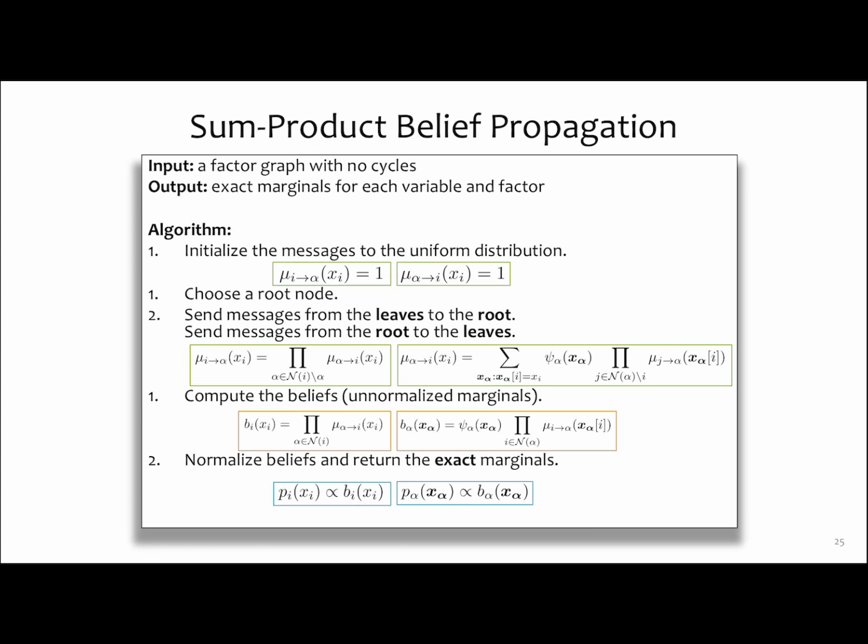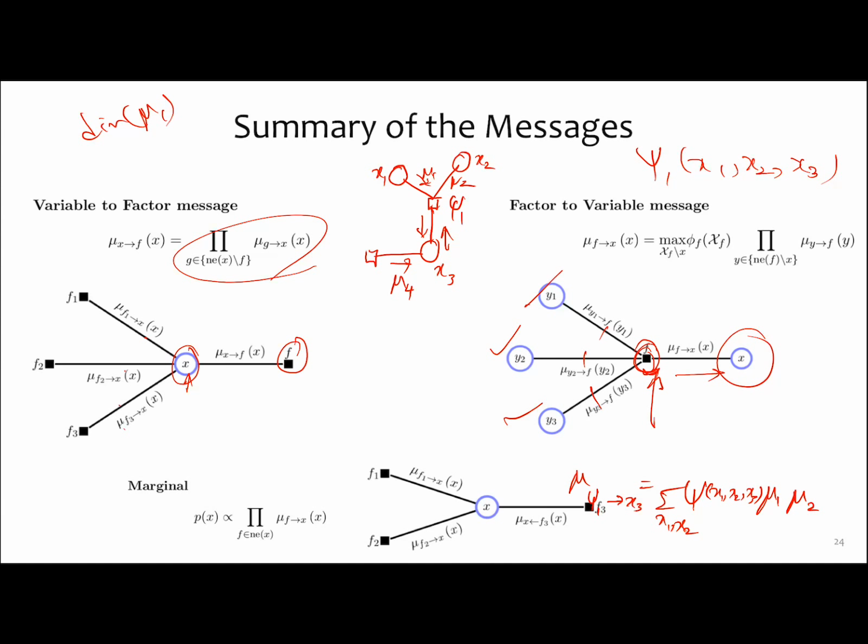Could you go back to the previous one? Yes. The equation there also has a max. Where is that max? Yeah, in the factor to variable message, there's a max. Oops. It shouldn't be max, it should be sum. I'm sorry for that.